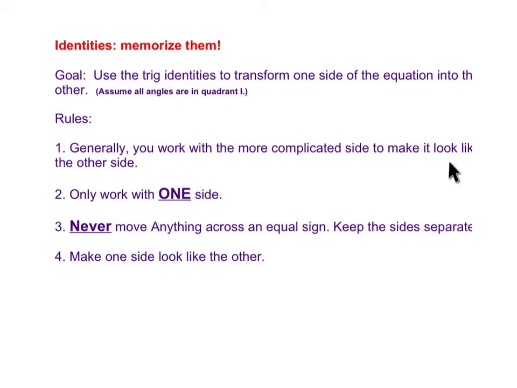Rule 1, generally you work with the more complicated side to make it look like the other side. And I know it cut off one letter on this end over here. You're going to work with one side only. You never move anything across an equal sign. You're going to keep the sides separate. You're making one side look like the other. And that's number 4.